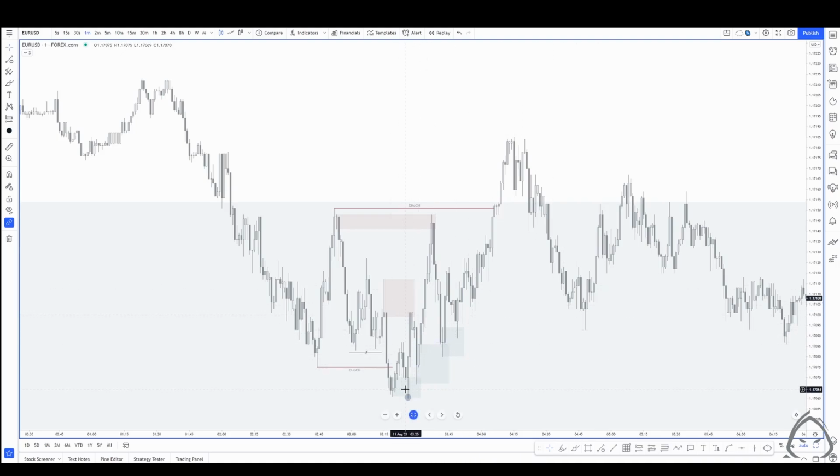So if we didn't take this one, that's okay, because we didn't really have any indication. If we didn't take this one, that's okay too.